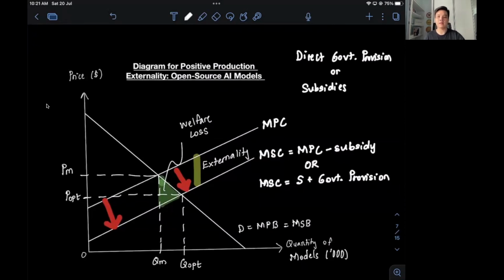For example, in the context of open source AI models, if Meta receives some subsidies to develop its Llama 3 model, this will reduce the overall cost of production by Meta, and this can, in theory, incentivize them to produce more. So this actually increases the overall supply of the open source AI models and shifts the MPC curve down towards the MSC curve, which is over here. So this is how the direct government provision or subsidy policies influence what we understand about positive production externalities, and this is how we reflect it in the graph.